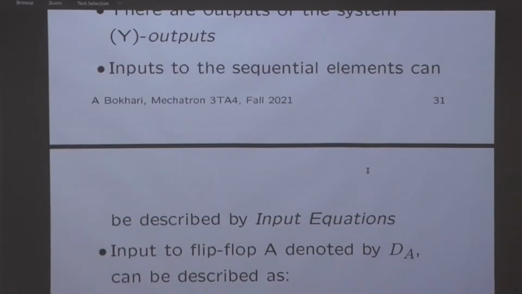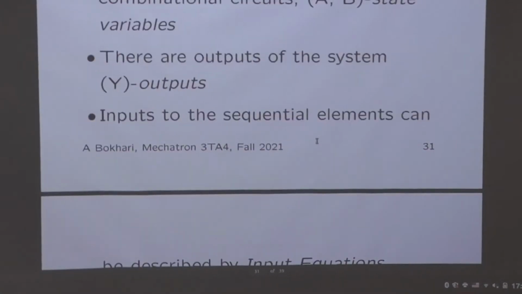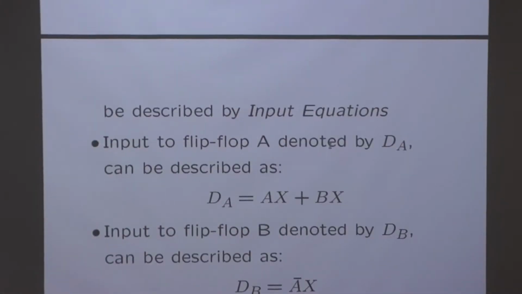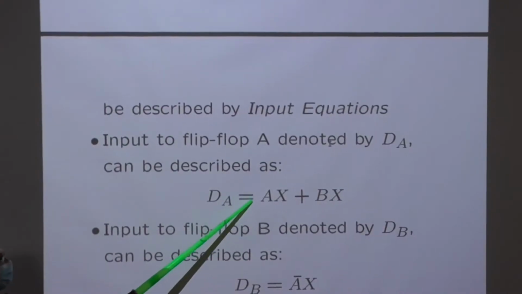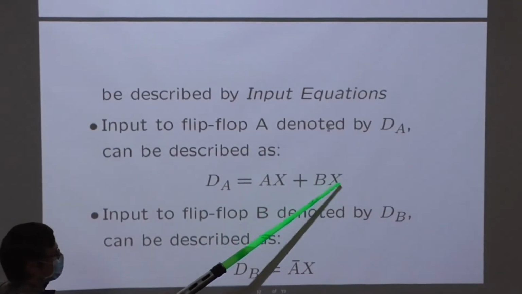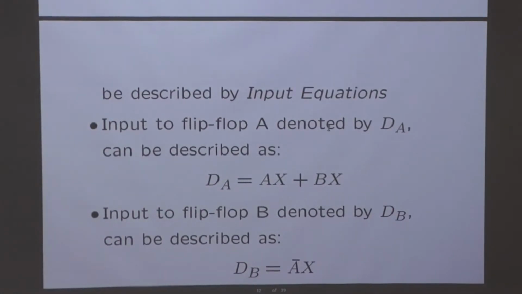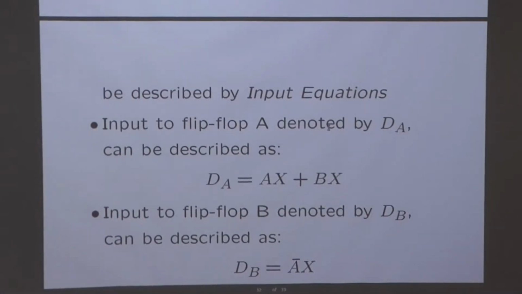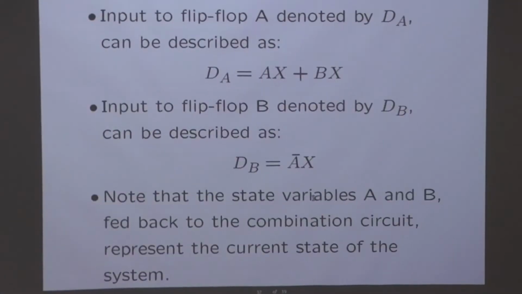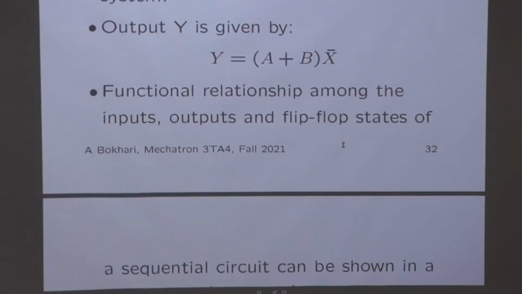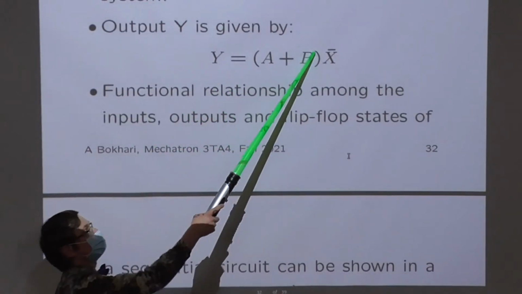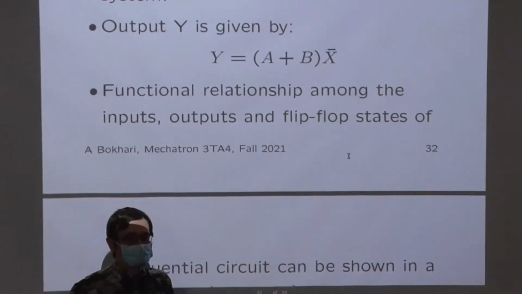Y is the output. Inputs to the sequential elements can be described by input equations. So the input to the A flip-flop here can be described as A and X or B and X. In the case of B, it's just A' X, right? Fairly straightforward. The output is given by (A or B) and X'.